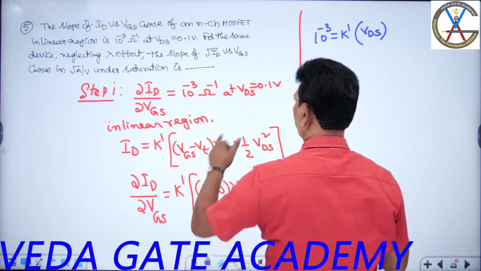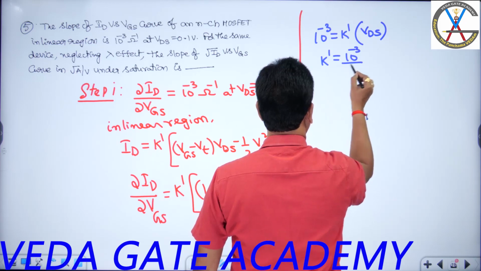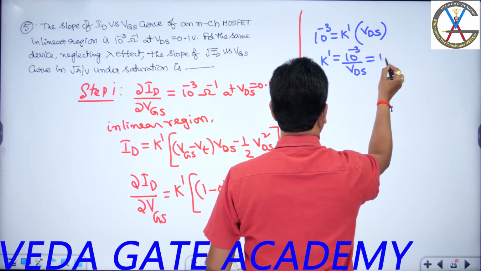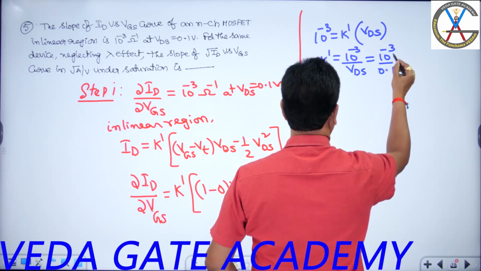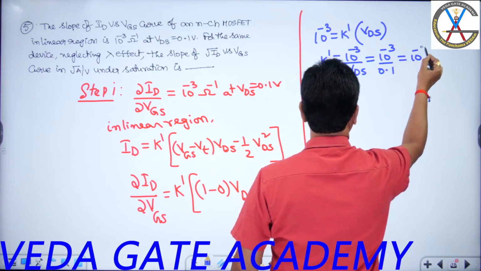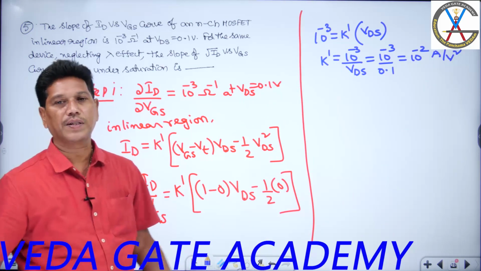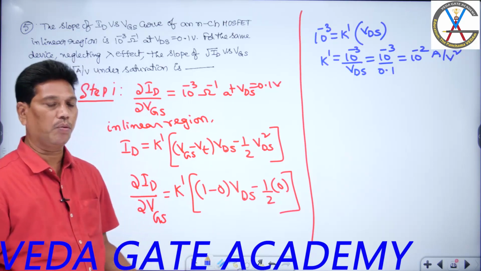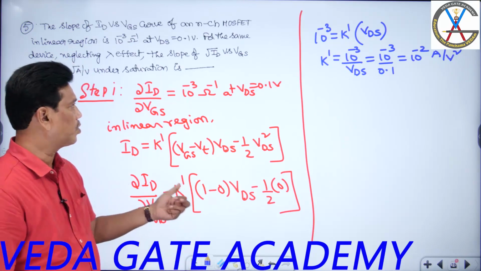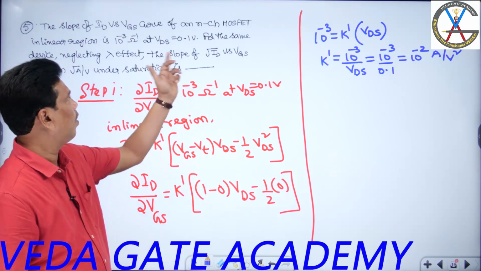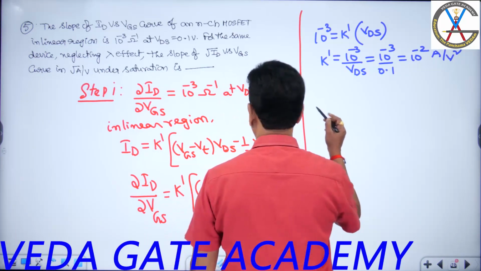Already VDS equal to 0.1. So K dash equals 10 power minus 3 by VDS, equal to 10 power minus 3 by 0.1. Take to the numerator, it becomes 10. That equals 10 power minus 2 ampere per volt square. K dash equals 10 power minus 2 ampere per volt square. Confirm my option? Now I can go for the condition under saturation mode. Step 2 now I can go.